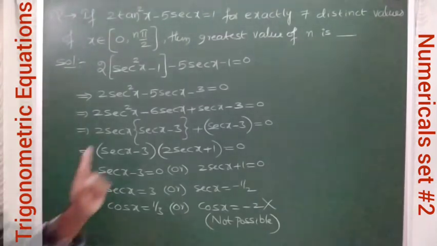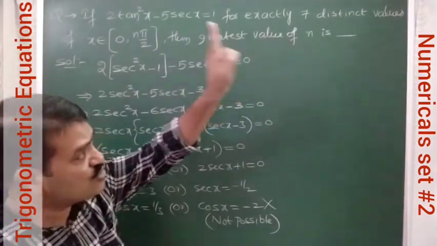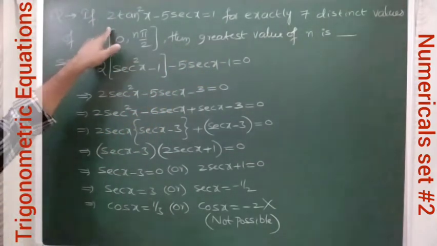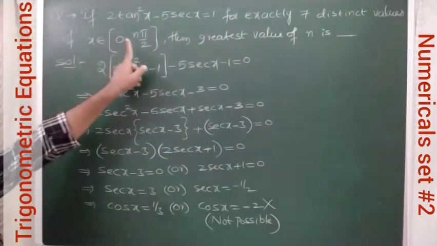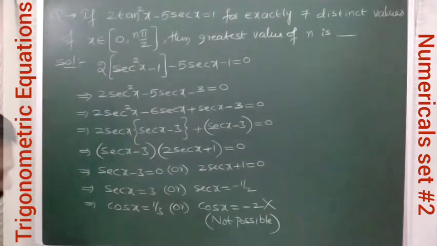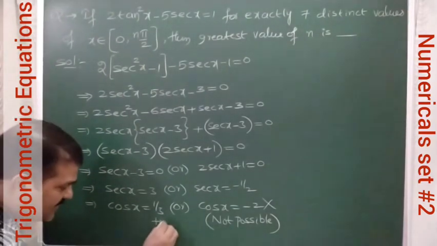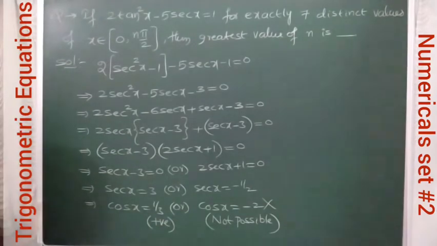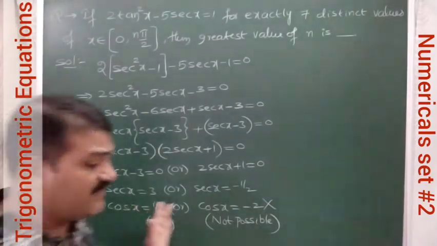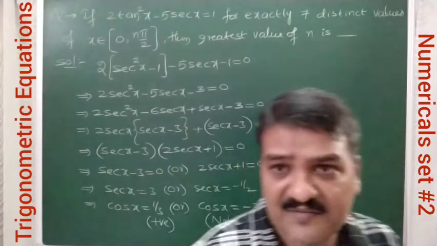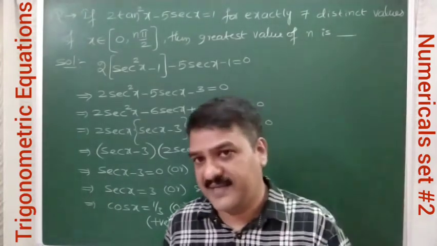So exactly 7 distinct values of this equation must be in this interval. That is the condition given. Now cos x = 1/3 means cos x is clearly positive. So cos x is positive means x can be in the first quadrant or the fourth quadrant.